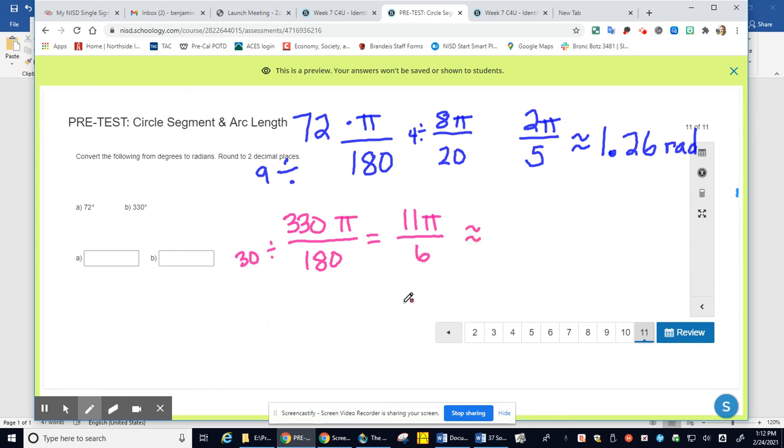But let's put it in our calculator, 11 times pi divided by 6. And that gives me 5.76 radians as the decimal. Okay, when we round it to 2 decimal places.